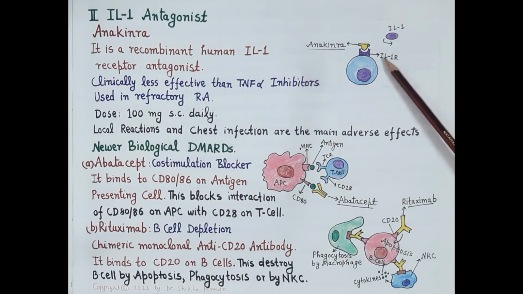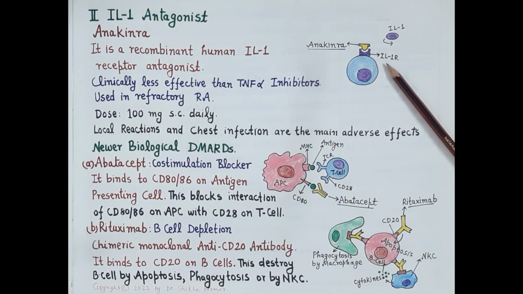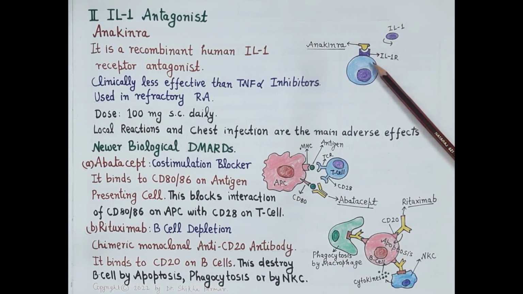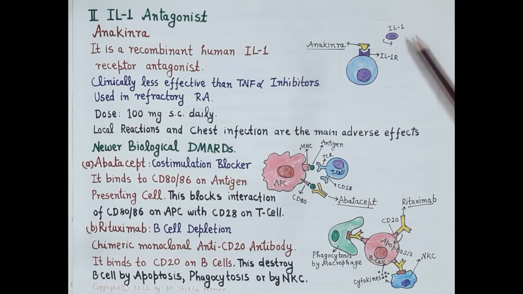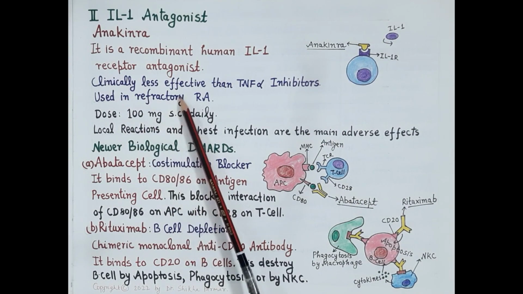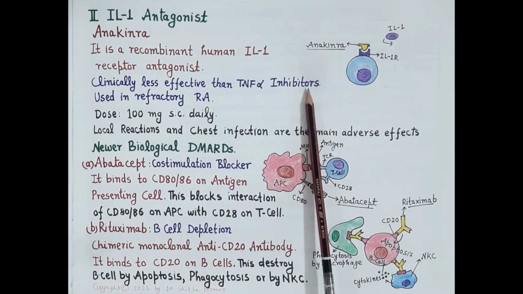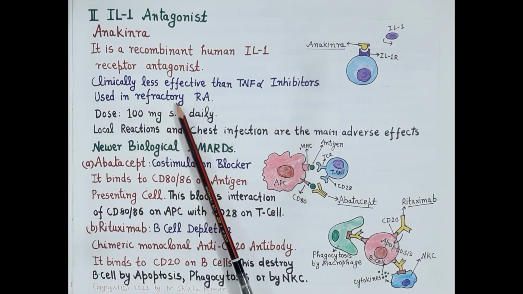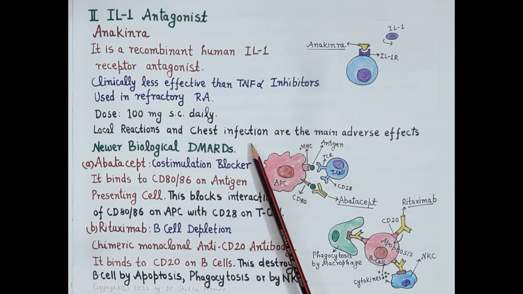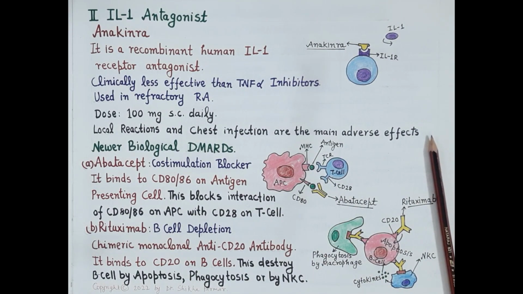So, Anakinra binds to the interleukin-1 receptor and it prevents the binding of inflammatory interleukin-1 to the interleukin-1 receptor. So, it blocks the inflammatory action of interleukin-1, since interleukin-1 is unable to bind to its receptor in the presence of Anakinra. Now, Anakinra is clinically less effective than tumor necrosis factor alpha inhibitors, and it is also used for refractory rheumatoid arthritis not responding to other DMARDs, and the dose is 100 mg subcutaneously daily. Local reactions and chest infections are the main adverse effects of Anakinra.